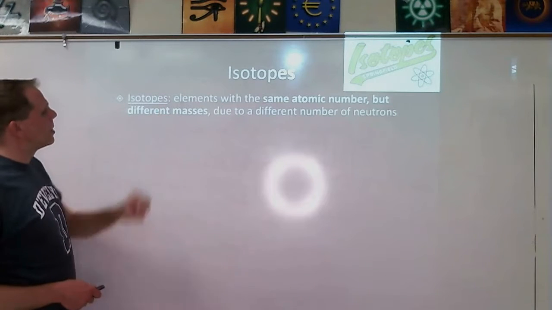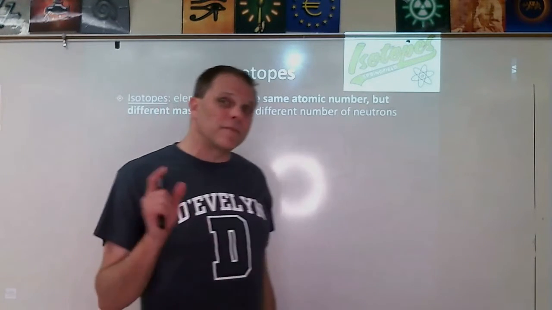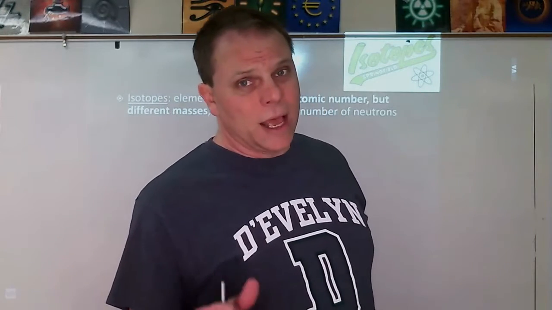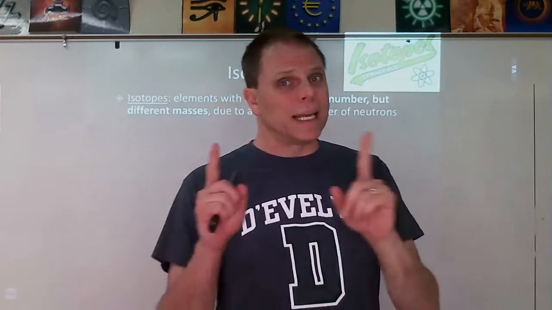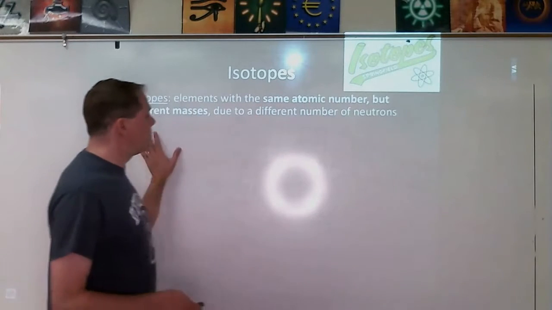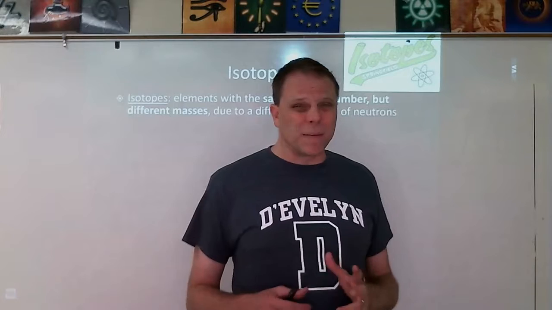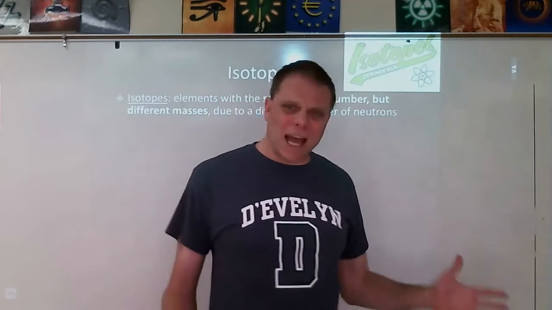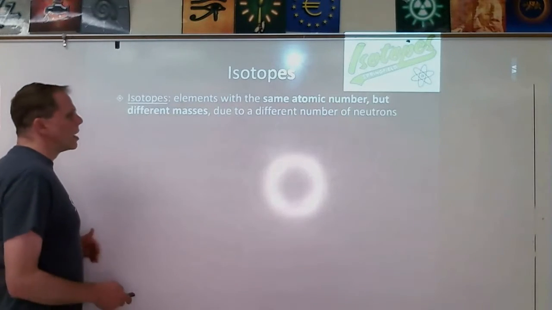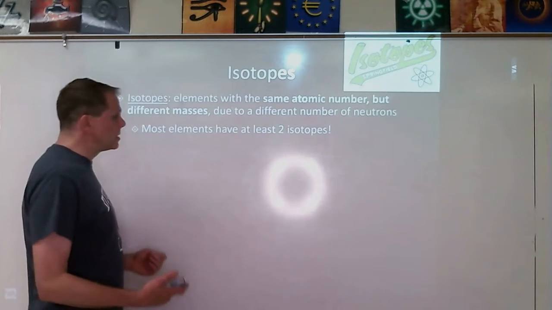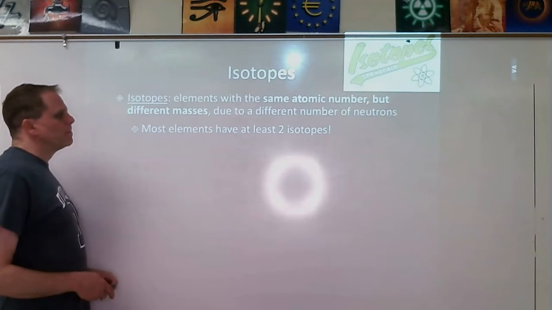Isotopes. Elements that have the same atomic number but different numbers of neutrons. So an isotope has a different number of neutrons, same number of protons. There are various different isotopes of each element. Some elements have a few isotopes, some have 30, 40, 50 isotopes with different numbers of neutrons, but they're still the same element. They still have the same basic properties, okay?